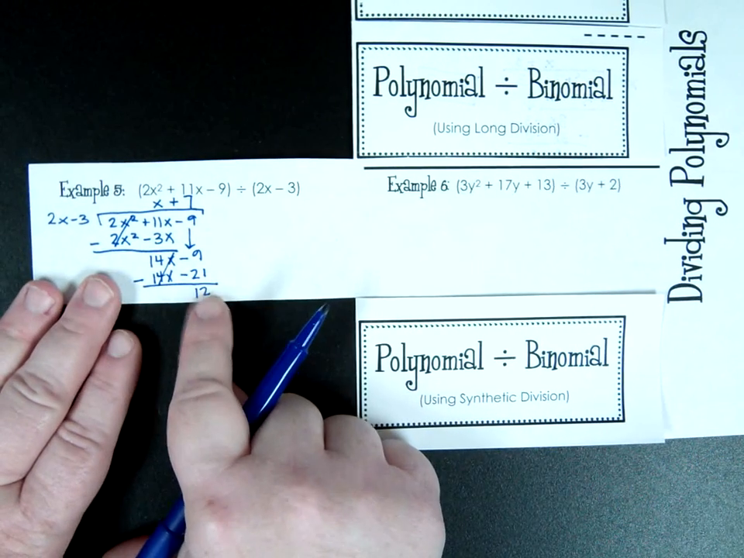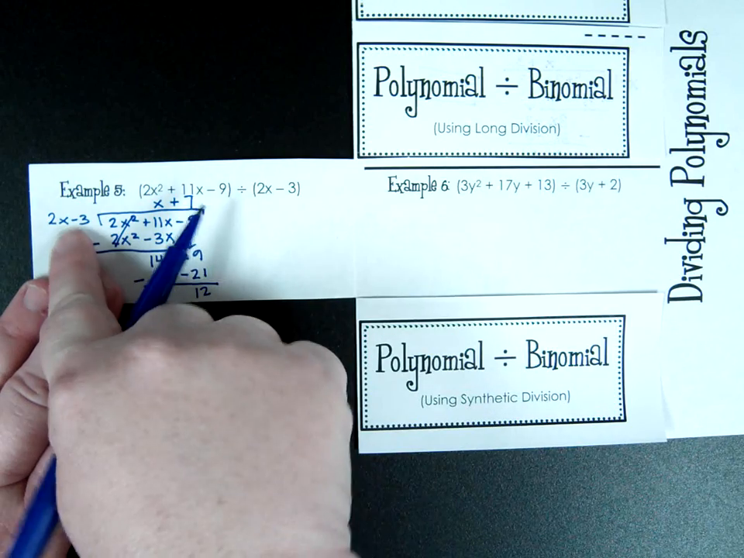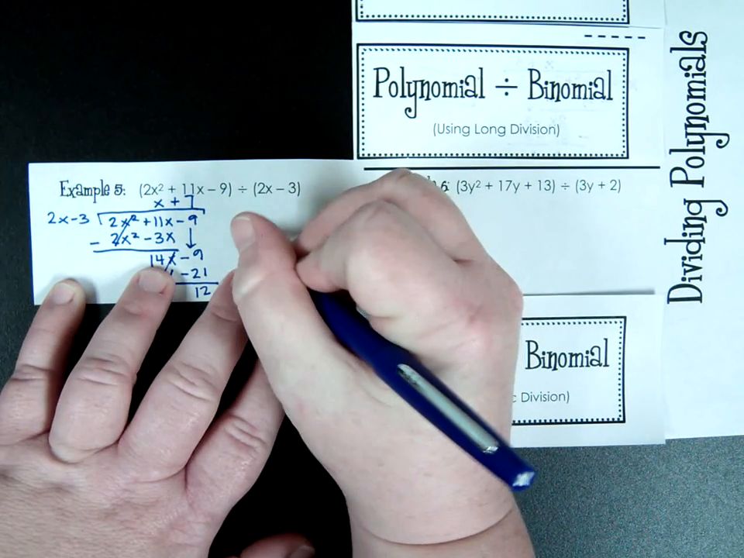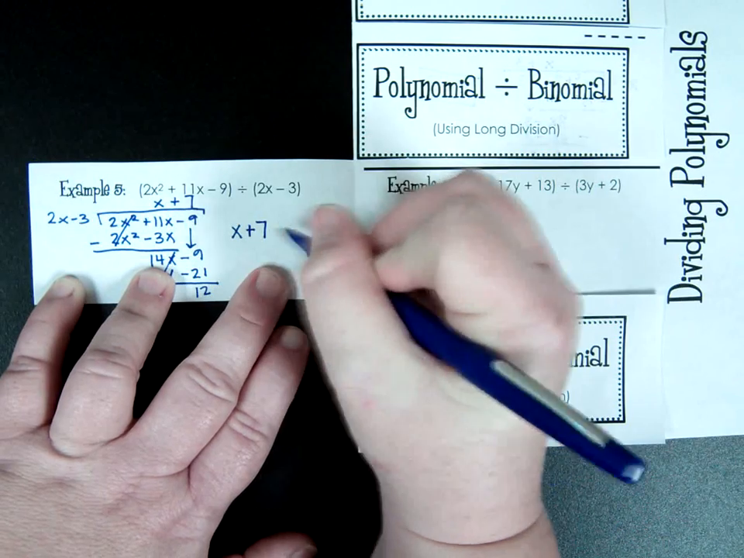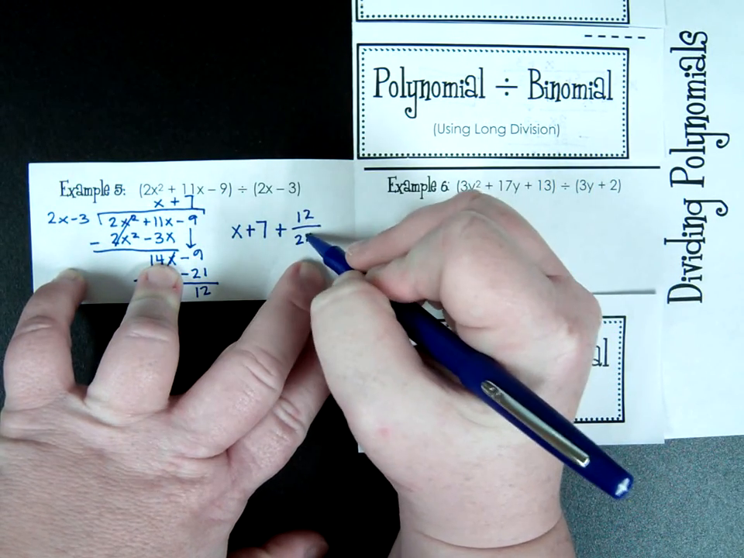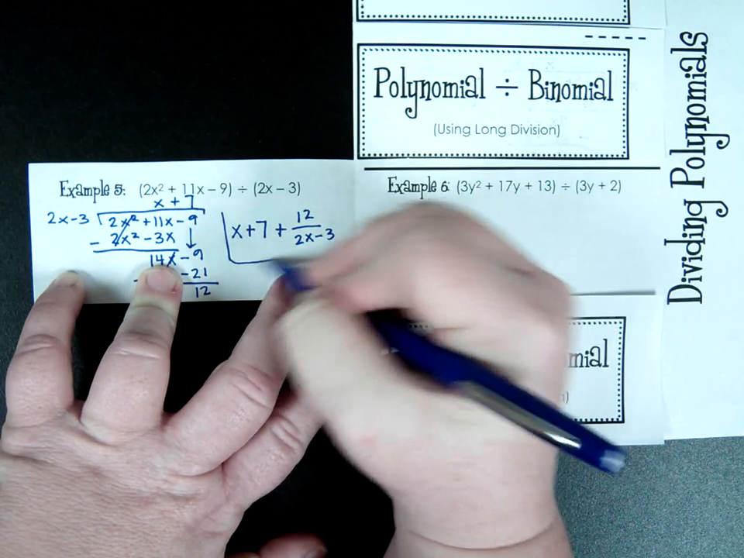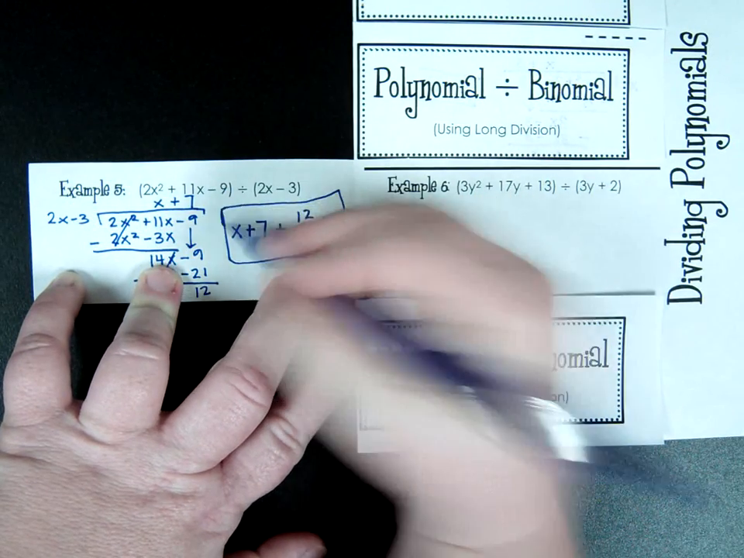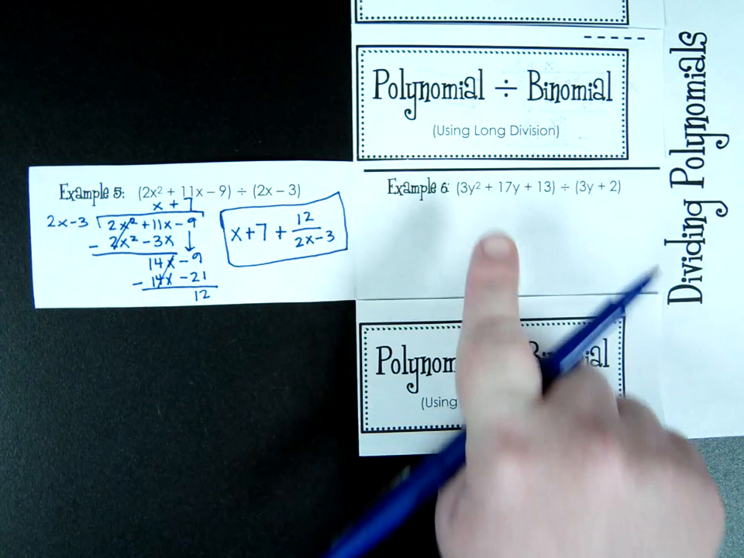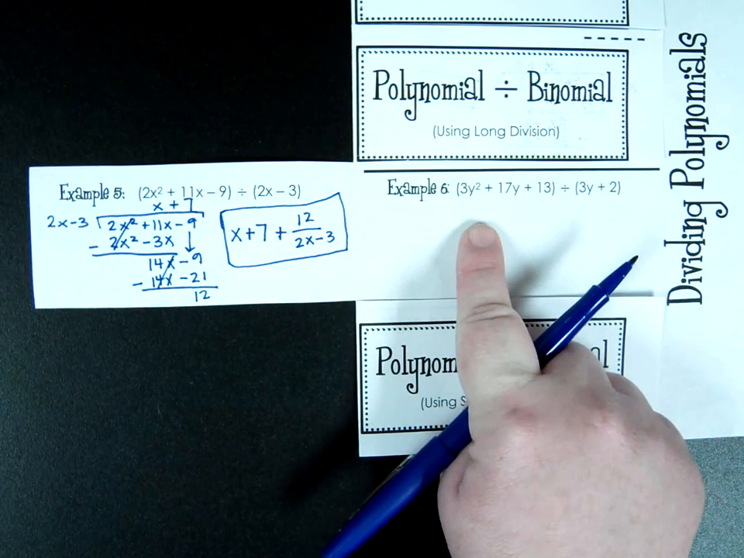The way we write our remainders is we write it as 12 divided by this up here. So my answer, after I do this division, is x plus 7 plus 12 over 2x minus 3. So go ahead and try example 6 on your own.